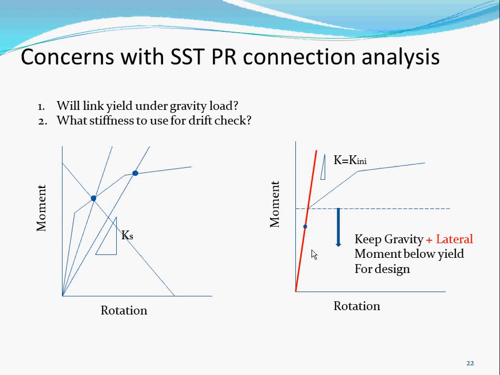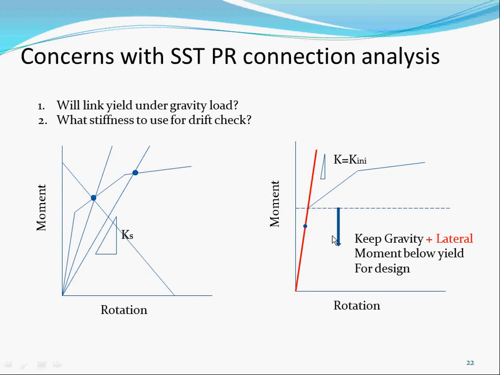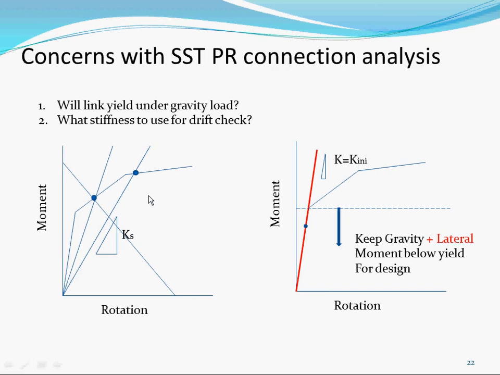So we design the link to be elastic. Yep, we're designing it to be elastic. We have to do it for this one, and the good thing is, if you're designing it to be elastic for your drift check, then you could use this initial stiffness. Then you don't have to worry about which stiffness to use for the drift check. We're just using our elastic stiffness.